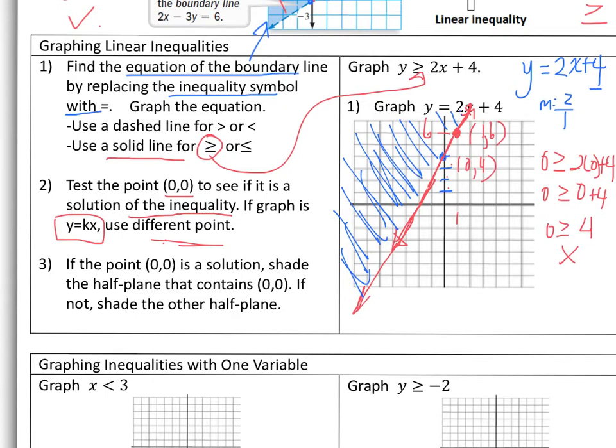Okay, but what if you have a graph that goes through the middle, the origin? Then you'd be like, oh, of course 0, 0 is one of the solutions. So in this case, you need to pick a different point. You can use 1, 0, and if 1, 0 is not a solution, then you would color the left hand side. And if 1, 0 is a solution, you color in the right hand side.